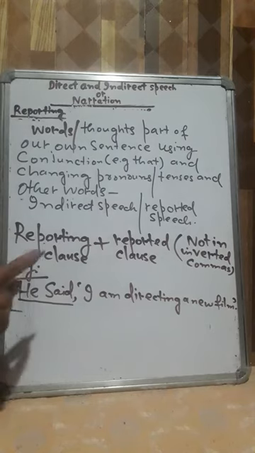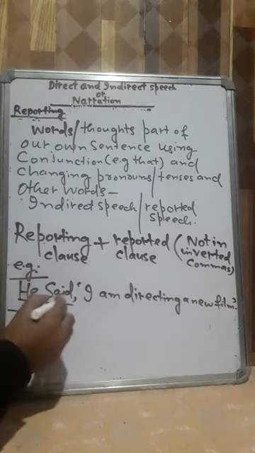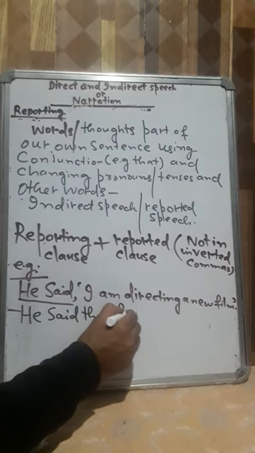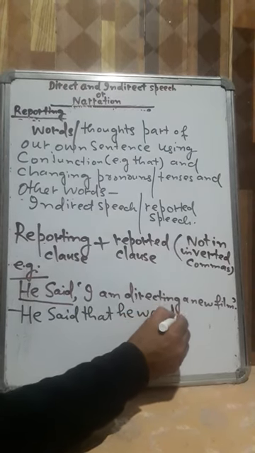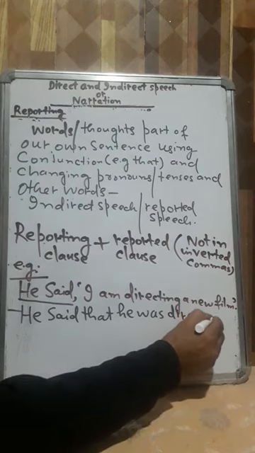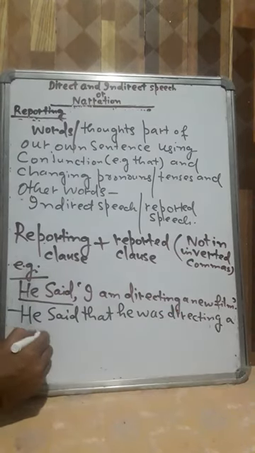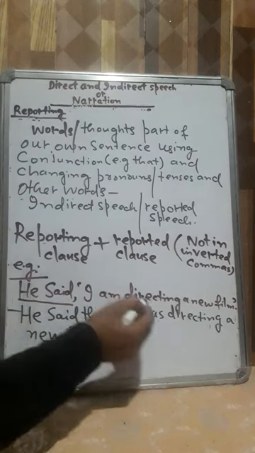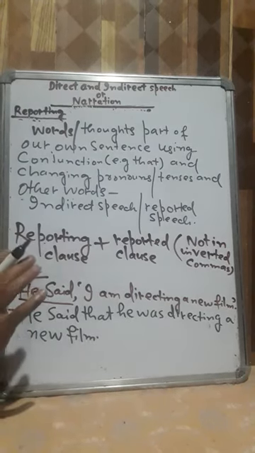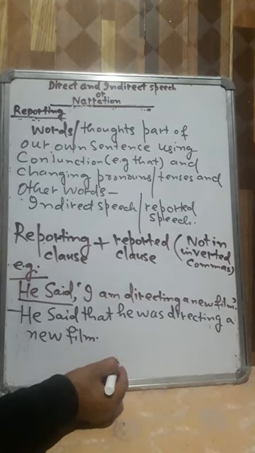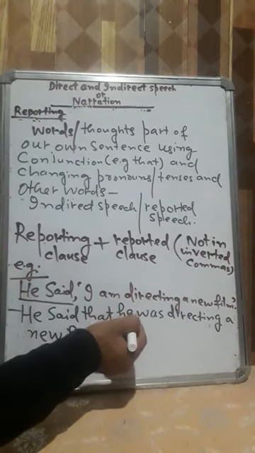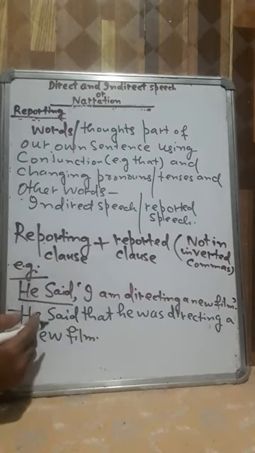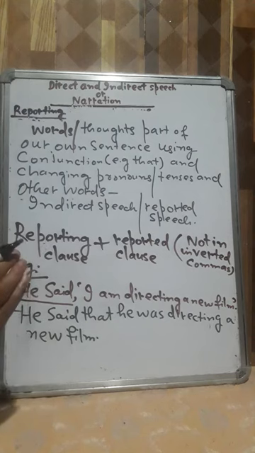Now I can change this. He said that he was directing a new film. Again, we have here a reporting clause and a reported clause, but no inverted commas are used, and this is indirect speech. In simple words, we can say in direct speech, we use inverted commas to mark off the exact words of the speaker. In indirect speech, no inverted commas are used.